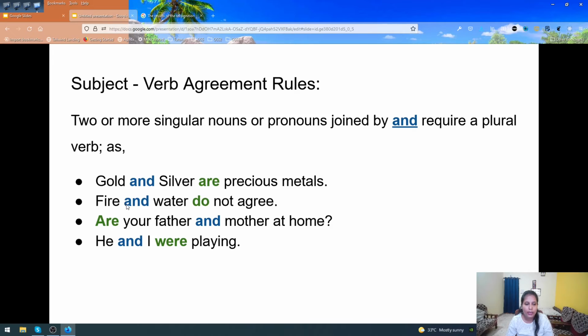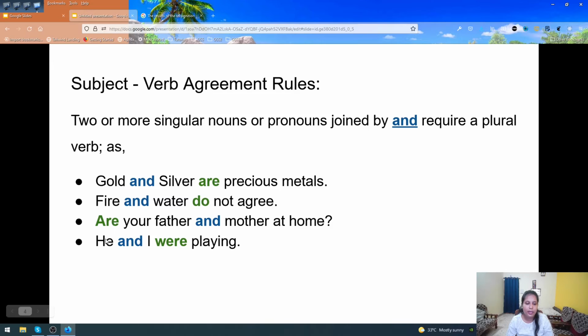In the same way, fire and water do not agree. So again here fire and water both are singular nouns, and how are they connected? They are connected with and. So here our verb is plural. Do not agree. Are your father and mother at home? So again here father and mother both are singular nouns and they are connected with this and, that's why our verb is plural here, A-R-E, are.